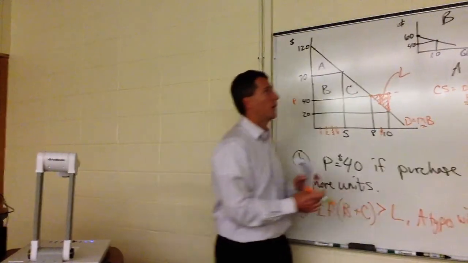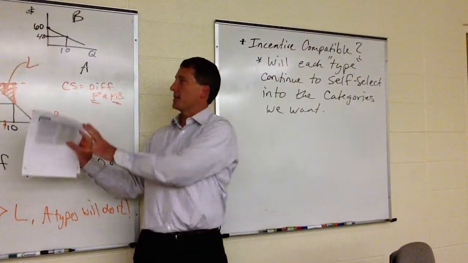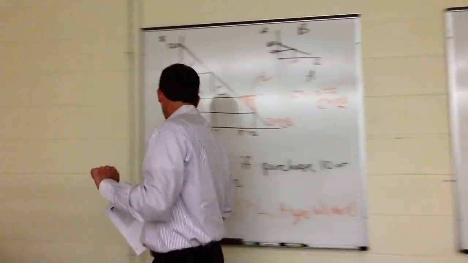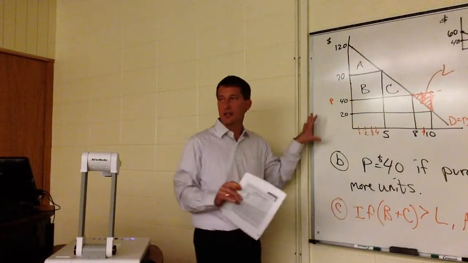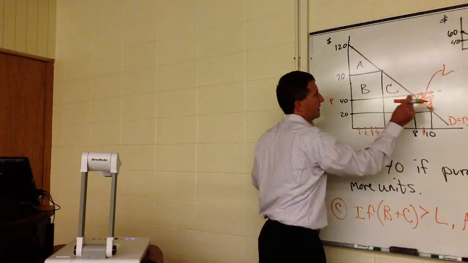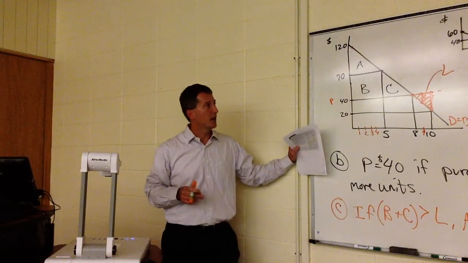So we're checking for incentive compatibility. Is this pricing scheme incentive compatible? All right, so now start calculating some areas. Calculate area B, area C, and area L. Doing your geometry.